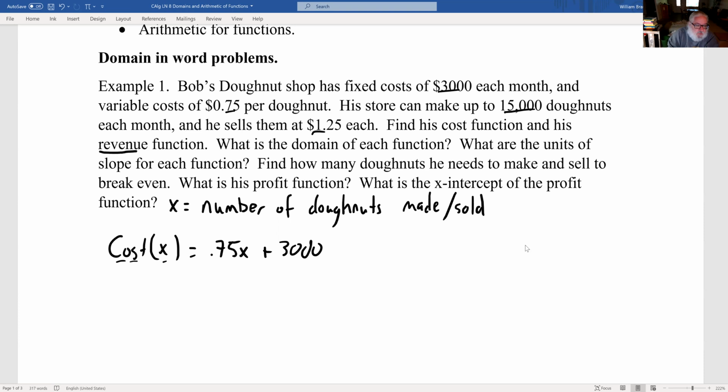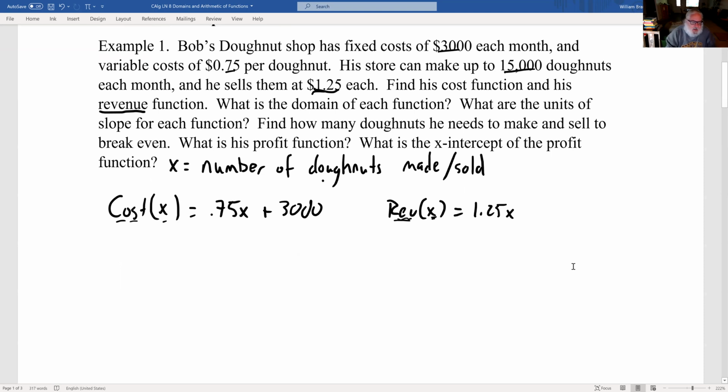Revenue function. Revenue is money coming in. So REV of X, there's my name of the function, and there's my variable X. So revenue depends on how many donuts he sold. That's what X stands for, and $1.25 per donut. So 1.25X. Great. So what's the domain of each function?